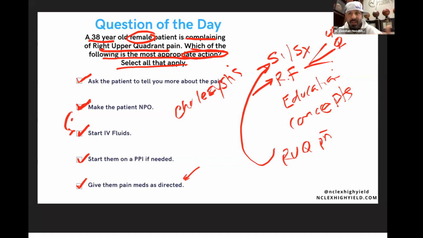But in all other instances with the GI tract, yeah, we're going to make them NPO. We'll start them on IV fluids, give them pain meds and PPI as directed, because if they're not eating anything, the last thing we want is a development of acid, and then we cause an ulcer, right? Or they get a stress ulcer because they're in the hospital. Give them pain meds. Well, if they're in pain, then we've got to address the pain 100%, right? So have the patient tell you about the pain, therapeutic communication.